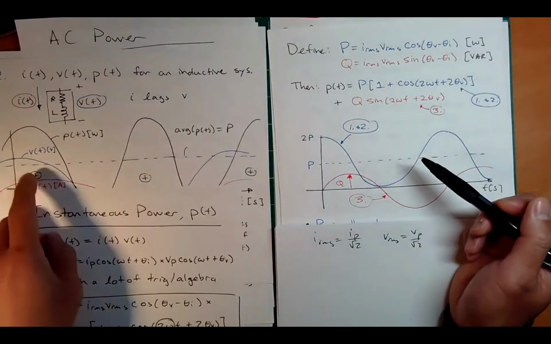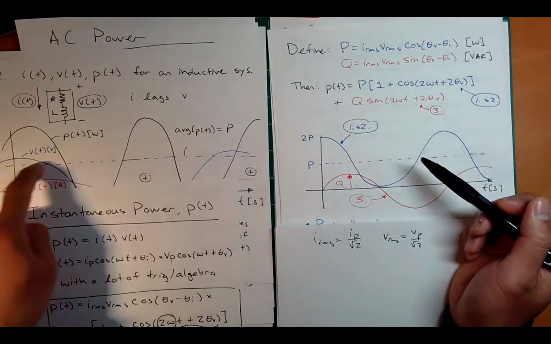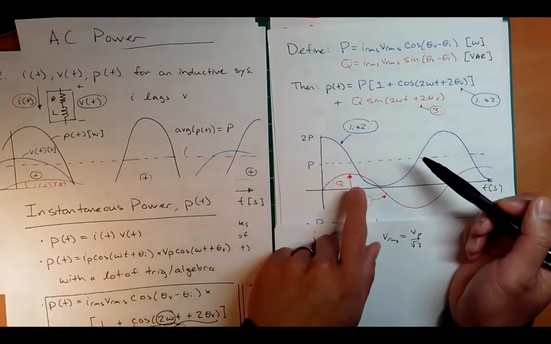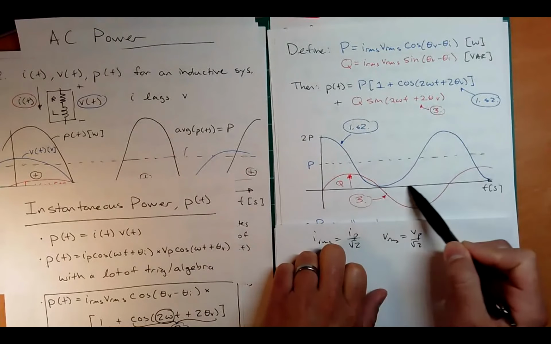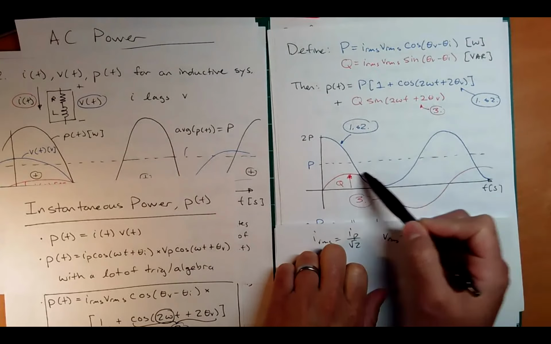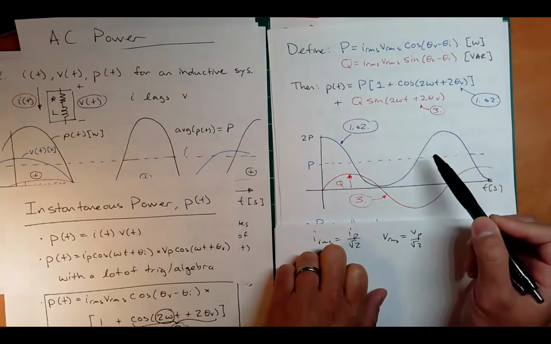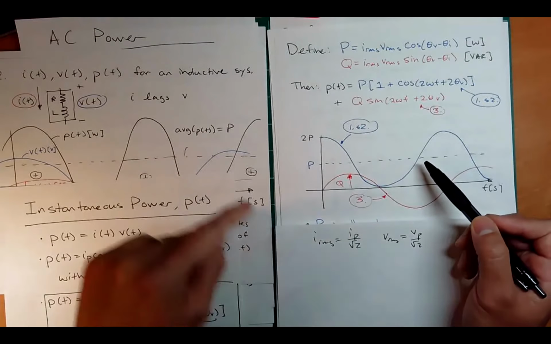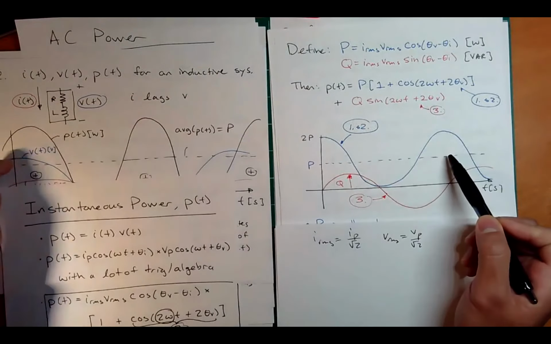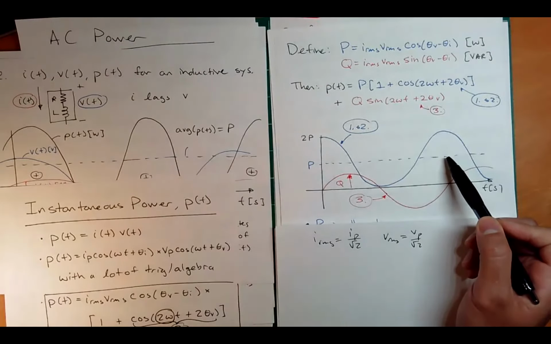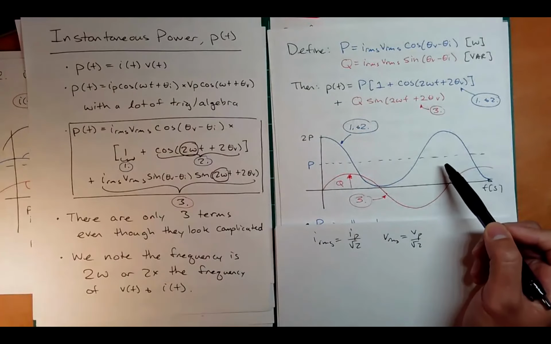Well, what did we say the average of the instantaneous power was? It's this capital P. Good. And now let's take the average of the red line. Well, what's the average of the red line? 0. What's the average of the blue line? P as well. Interesting. So that should make sense. This P is the same dashed line here as it is here. That's nice. Okay. What else do we notice?